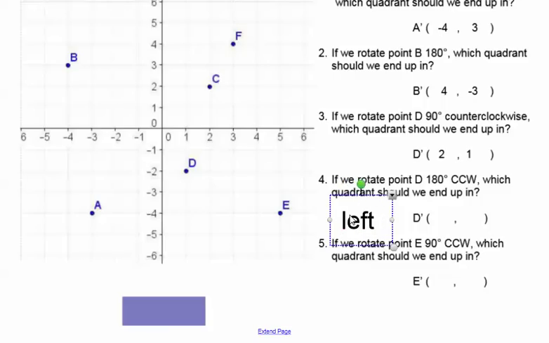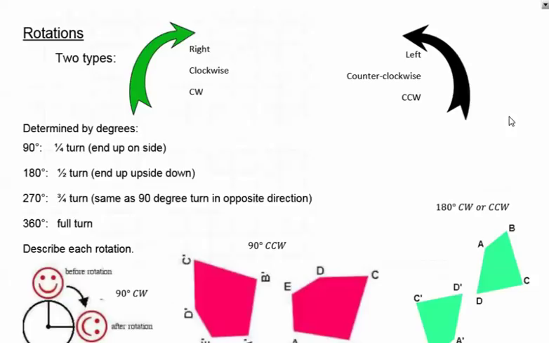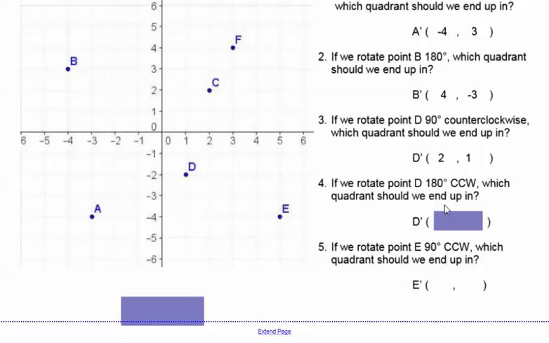So left 1 and then up 2. Let's think about what that is. So left 1 and up 2.